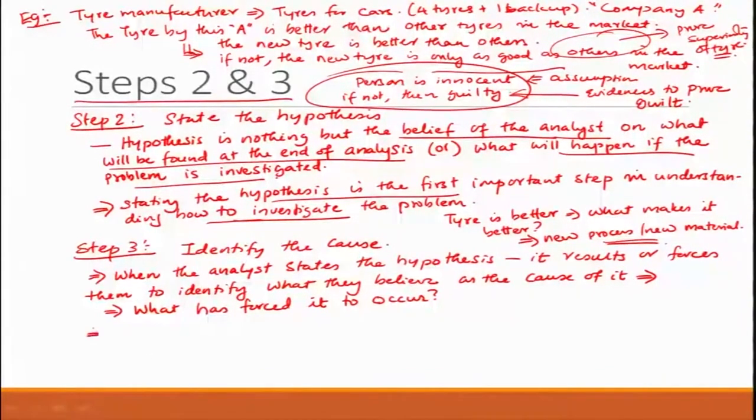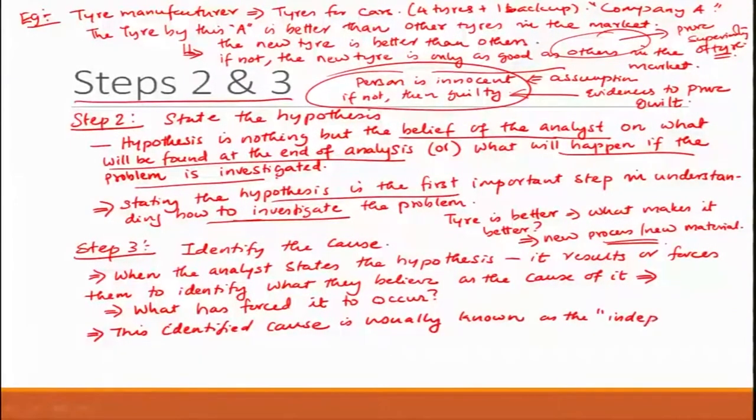Typically, in statistics terms, this identified cause is usually known as the independent variable. Okay, we call it the independent variable. So the cause, the one that resulted in this particular behavior or belief, is what we call the independent variable. Because of it, the phenomenon is being observed.